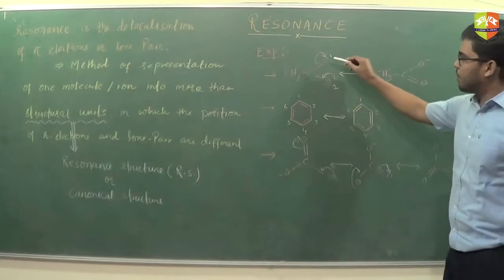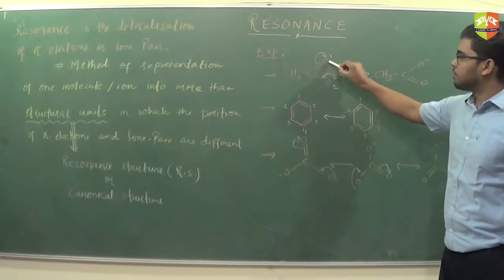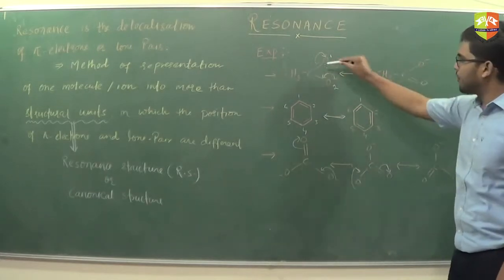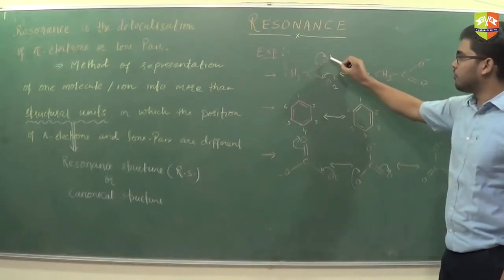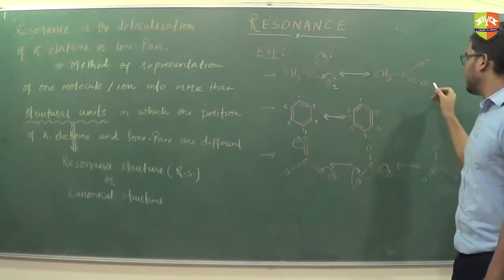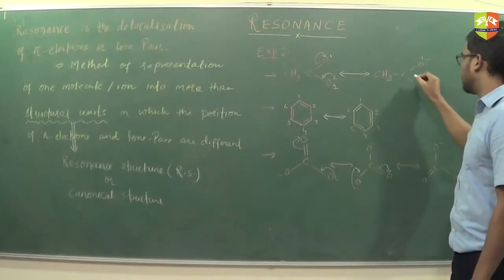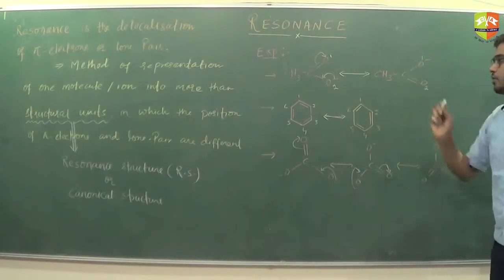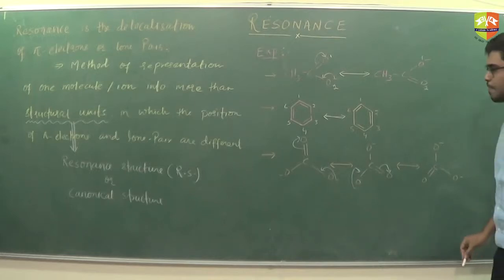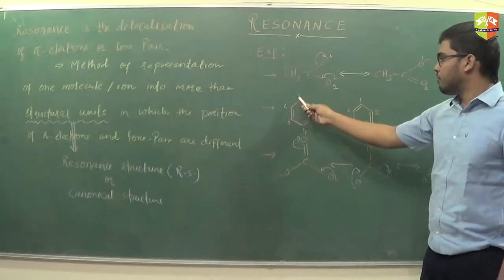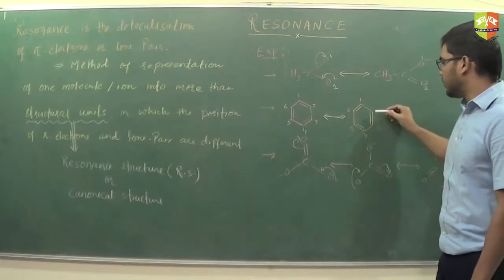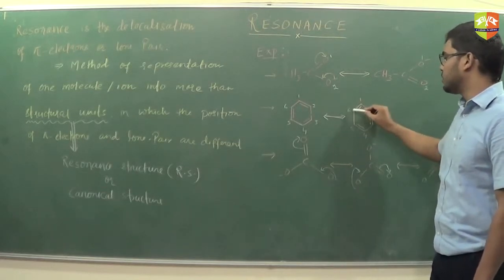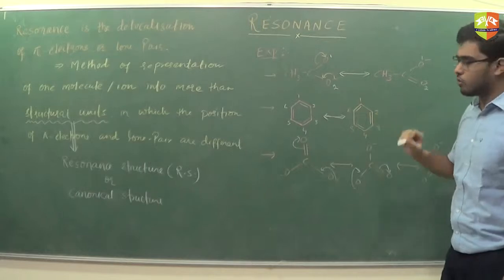Right, so we have a double bond between carbon and the first oxygen. Here we have a single bond, so the position of the pi electron is different. Here it is between the first oxygen and carbon, and here between the second oxygen and carbon. The position of the pi electron is different, giving a resonating structure. The double bonds are between first and second, third and fourth, fifth and sixth. Here we have 2 and 3, 4 and 5, 6 and 1. So again the position of the pi electron is different.